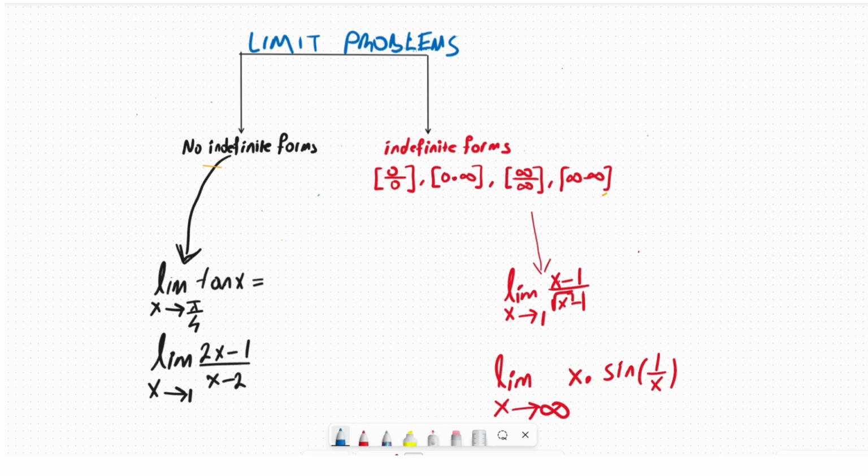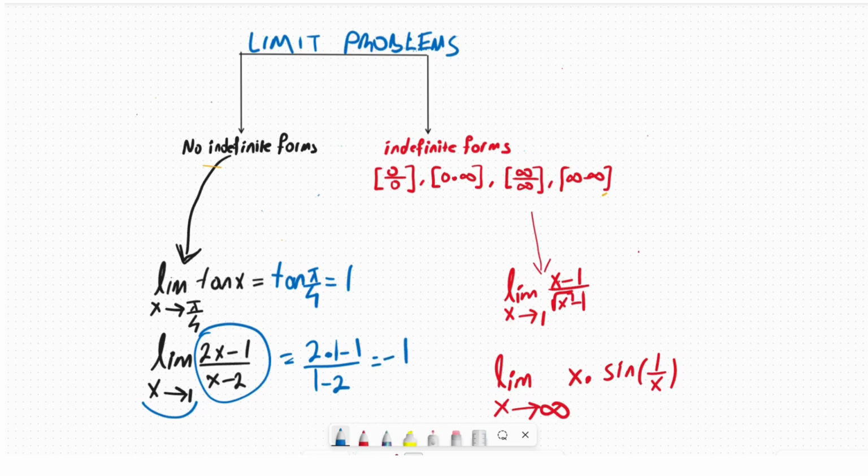Now let's classify limit problems. In fact, there are two main classes for limit problems. The first one, the class of limits having no indefinite forms. For example, limit as x goes to pi over 4, tangent x approaches tangent pi over 4, and we can directly compute this value as 1. And look at second example. When we directly substitute x is equal to 1 into our function, we can directly find out limit value 2 times 1 minus 1 over 1 minus 2. The answer is minus 1.